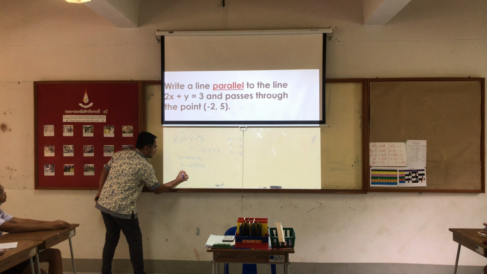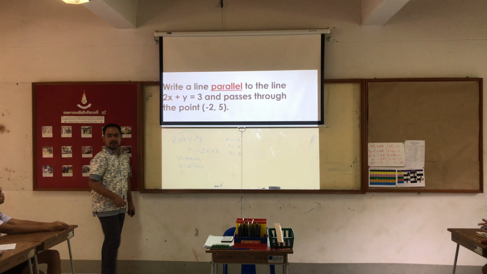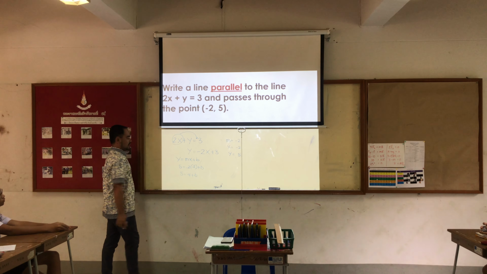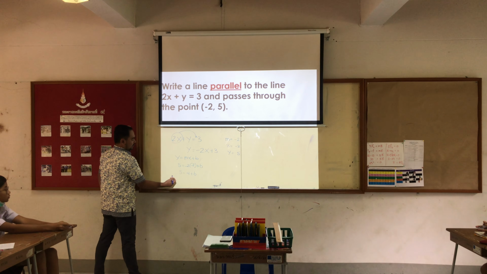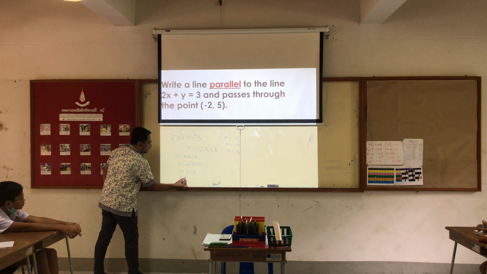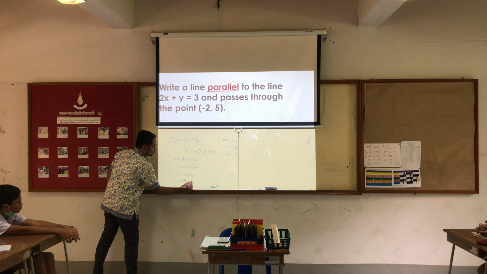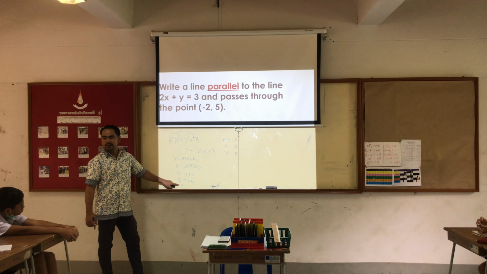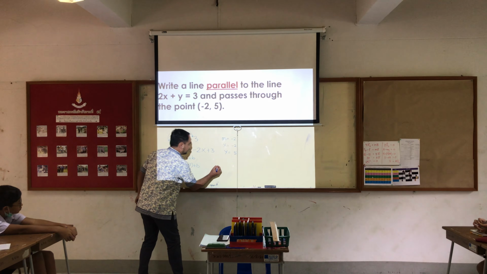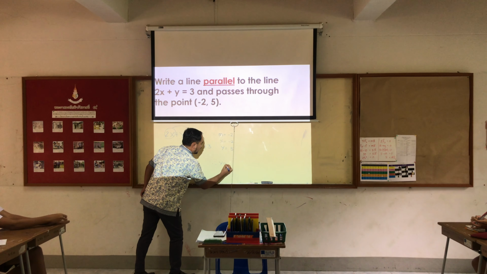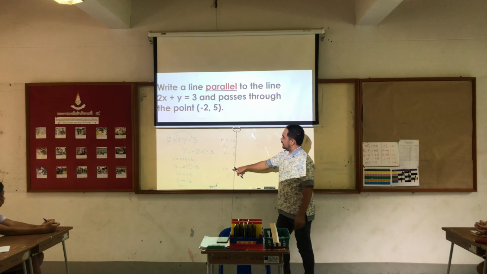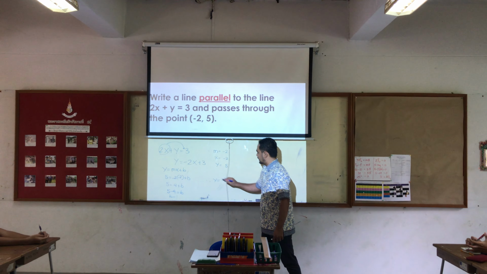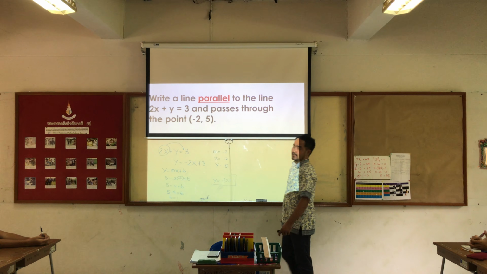Now, let's write the same 5, -2 times -2. So this is 4 plus b. And then we move the 4 to the other side. 5 minus 4 is equal to b. So our b is 1. So now we have the new b. For the final answer, therefore, y is equal to -2x plus 1. So this will be the answer.